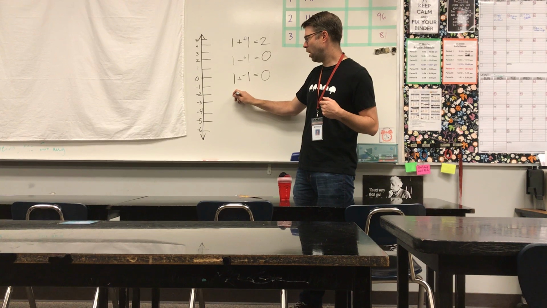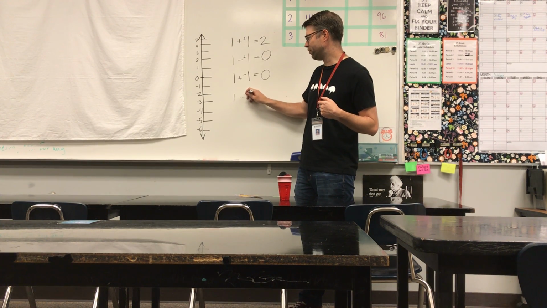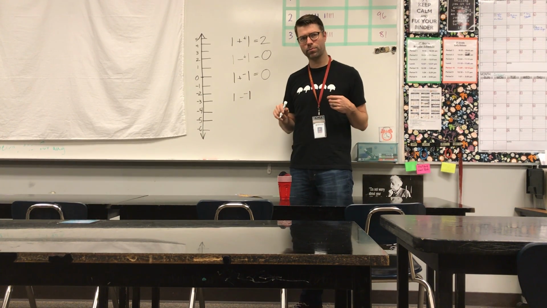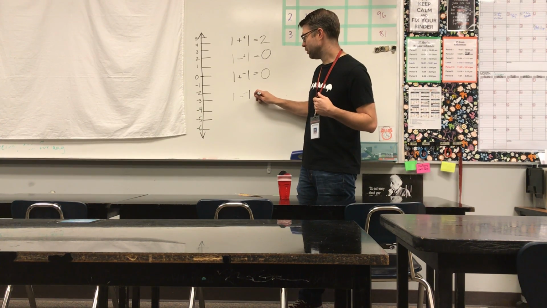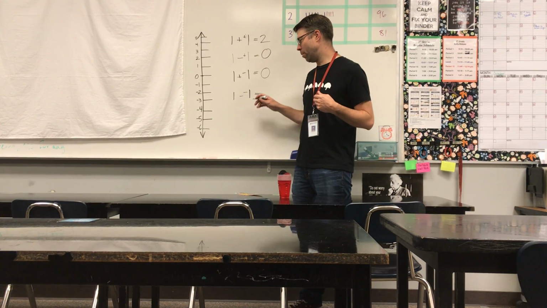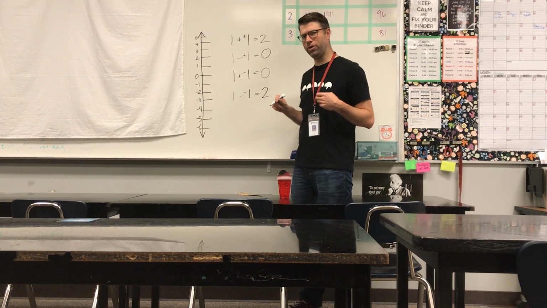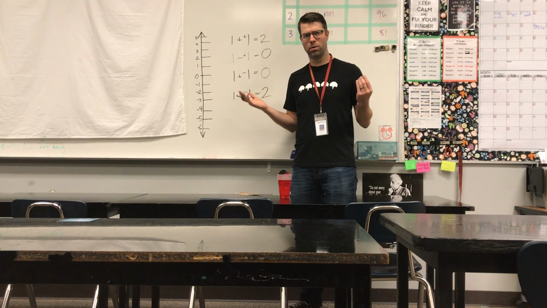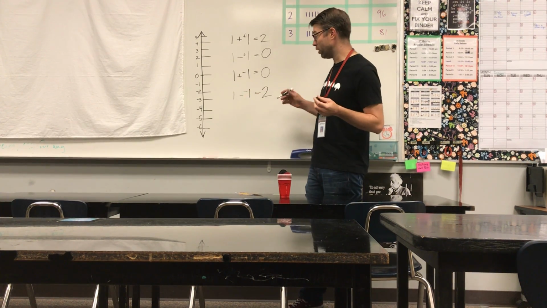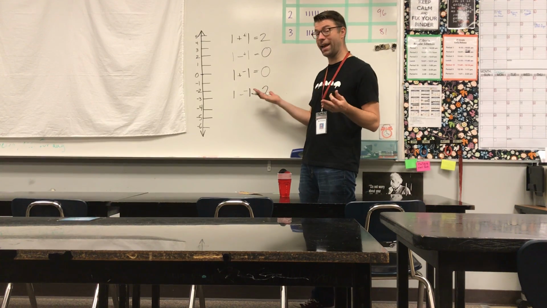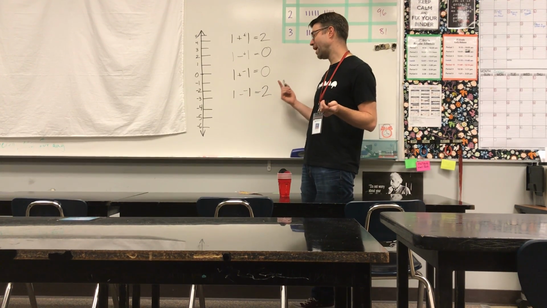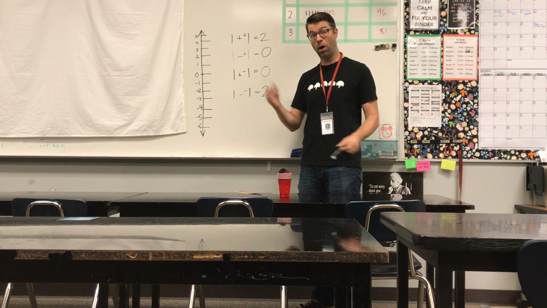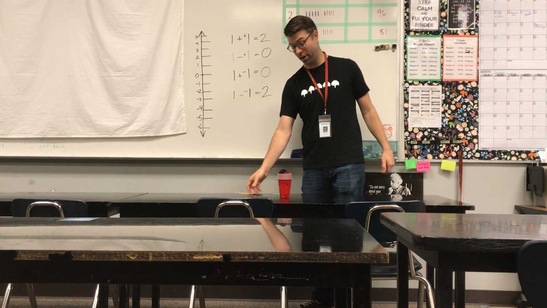Last one, what if we do 1 minus negative 1? I don't know, Mr. Comer. Don't know that one? Okay. Yeah, this one's really confusing. This one actually goes to 2. It seems a little bit weird, though. It's sort of like, how does that work? It's 1, and I'm taking something away, and I'm taking something else away. How is that 2?